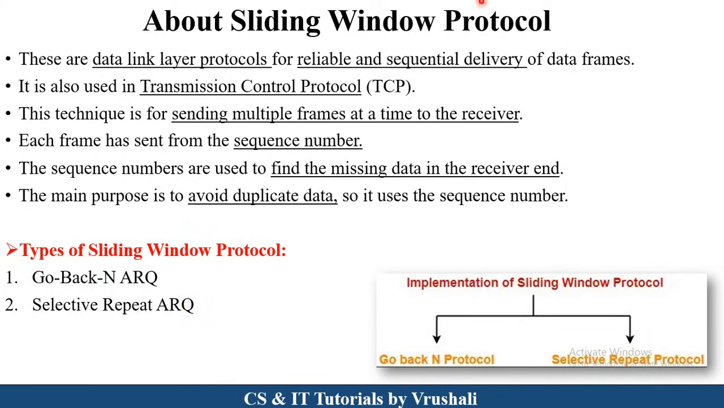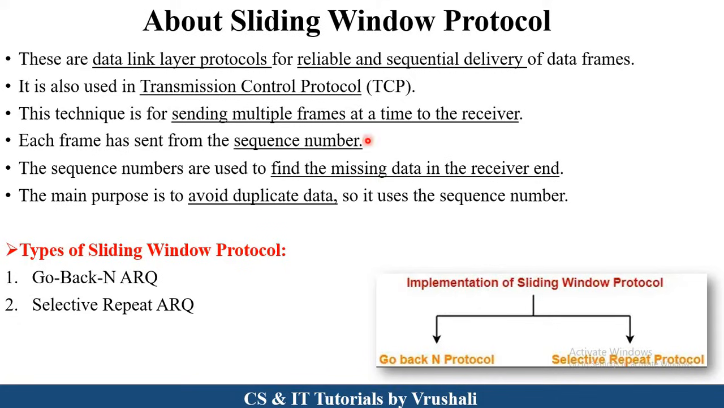Now, the first point is what exactly is the sliding window protocol. Sliding window protocol is generally used in the data link layer of the OSI model, and it is also used in the TCP protocol. The main purpose of this protocol is that the sender sends multiple frames, multiple pieces of information, at the same time to the receiver, and each frame has its own sequence number. So basically, the sender sends each frame sequentially to the receiver. And due to the sequence number, it is easy to find any missing data on the receiver side.